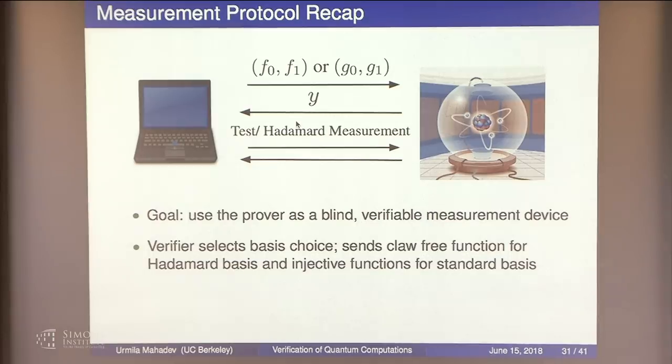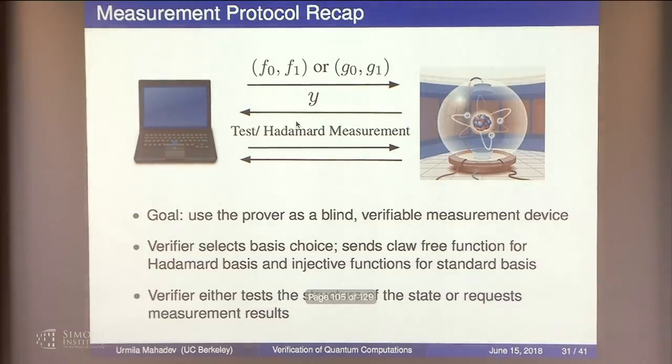The prover encodes the state, reports Y. The verifier chooses either to test or to request a Hadamard measurement. Okay, so this is the full protocol, and the next thing I'll talk about is soundness. So if there are any more questions about the protocol, this is a good time.